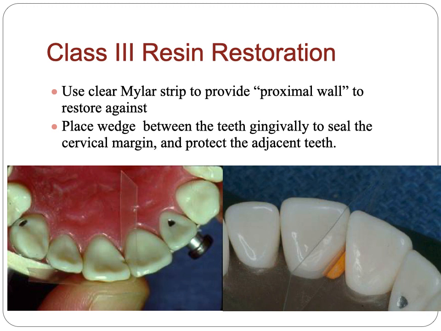In class 3, usually we use a clear Mylar strip as a matrix. You took 2 lectures about matrices. So for class 3, it's preferred to use the Mylar strip. And usually we place a wedge between the teeth gingivally to seal the cervical margin and protect the adjacent teeth.